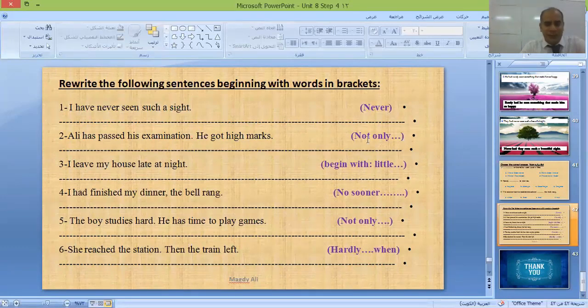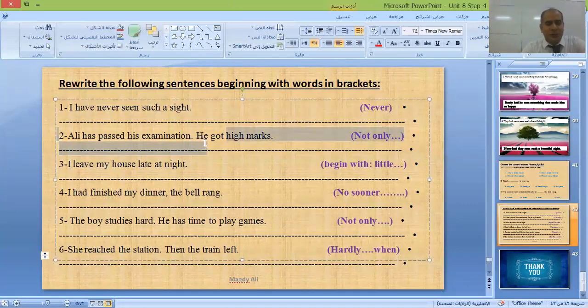Use not only, or begin with not only. Who can answer? Yes, not only has Ali passed his examination, but he also got high marks. The third one: I leave my house late at night. Begin with little. Little do I leave my house late at night.